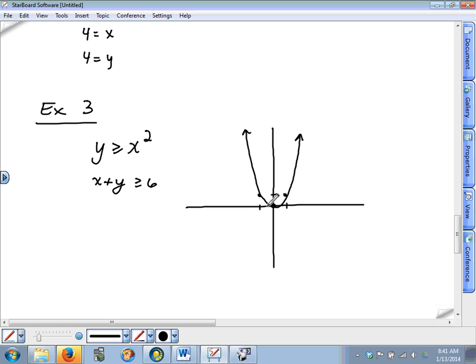Now, this graph passes through 0, 0, so you're not going to want to use 0, 0 as a test point. But yeah, let's use 0, 1 right here. 0, 1 is a test point. That means y is equal to 1, x is equal to 0. So you'd end up with a statement 1 is greater than or equal to 0. That is true. So the test point I've chosen here satisfies the inequality. So you shade where the test point is. Inside.